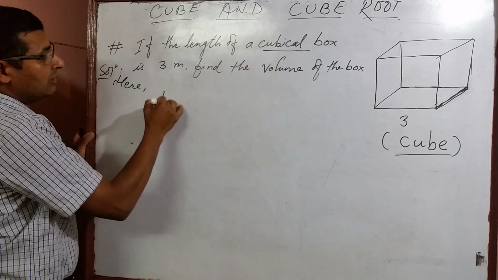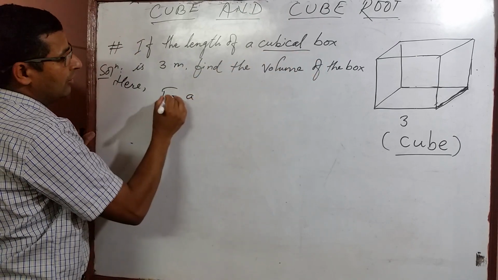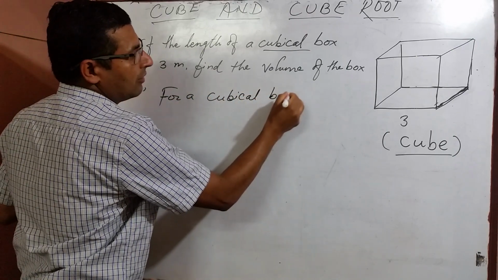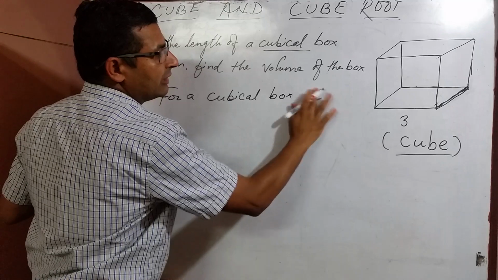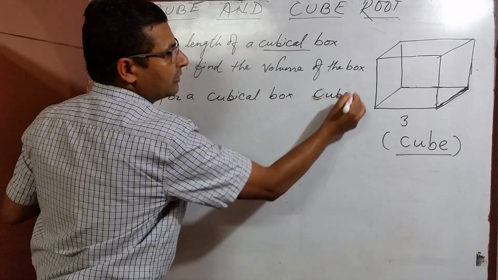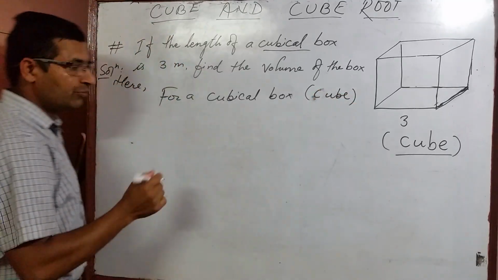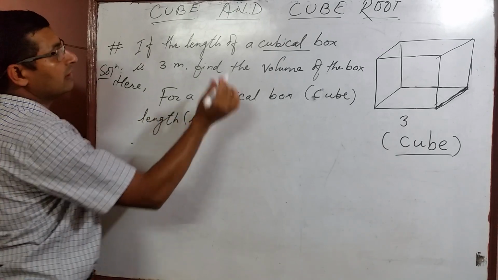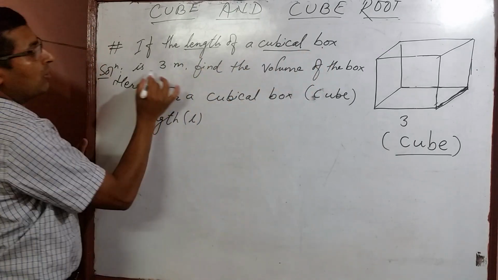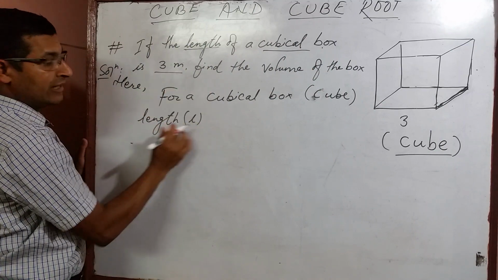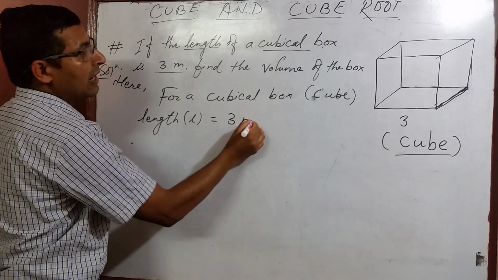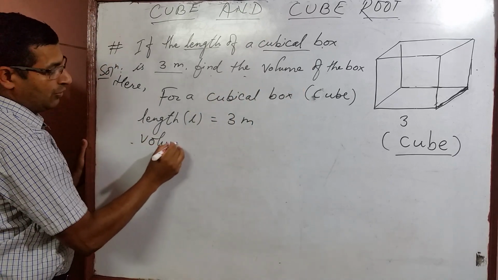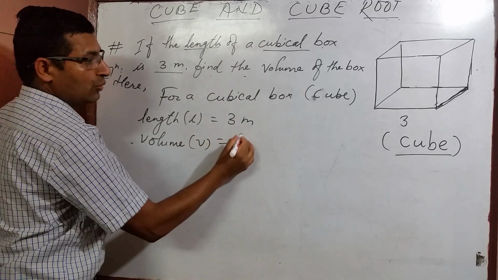For a cubical box, that is a cube, it means a cube. For a cube, it is given length L. The length of the box is 3 meter, so length L equals 3 meter, and we have to find the volume. V equals what?